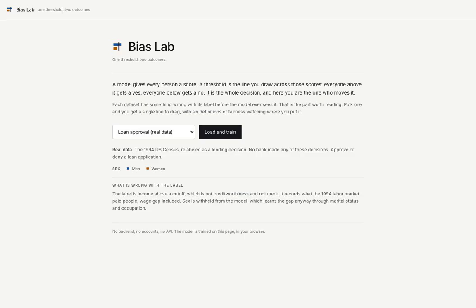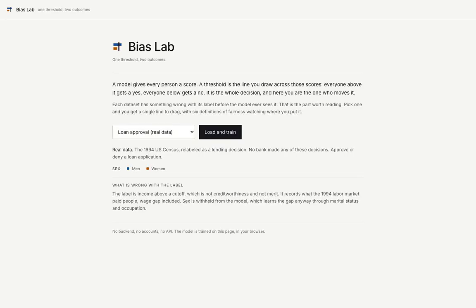You can't put it on a slide. You need a model that actually runs, real data with a real gap in it, and a control the student can grab and move. This is that. One link, no install, works on a school Chromebook. It's MIT licensed, so if you want it for lesson 11, it's yours.